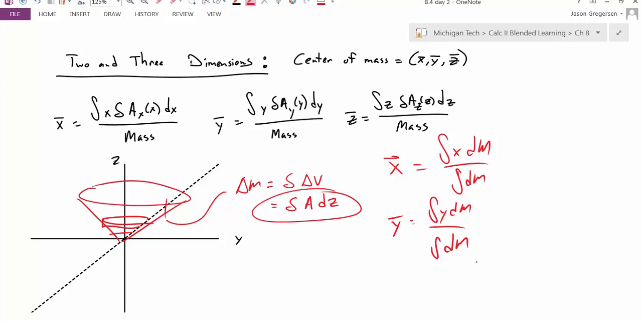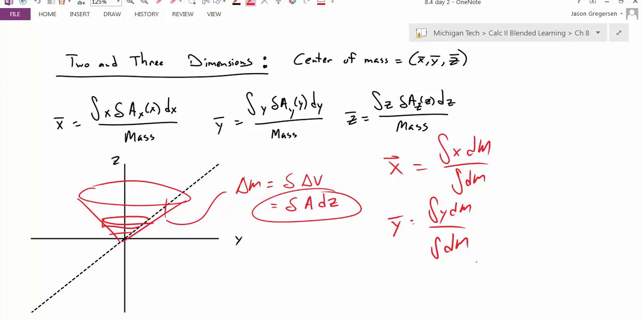Yeah, once you find the mass, it applies to all 3 problems. Mass is going to change depending on how we slice it, right? Other question?